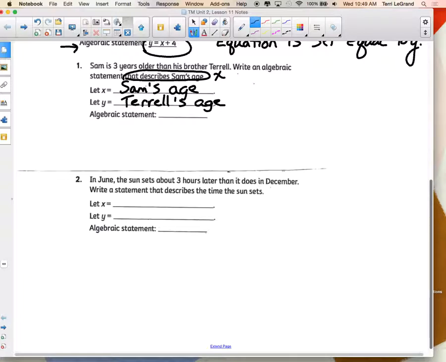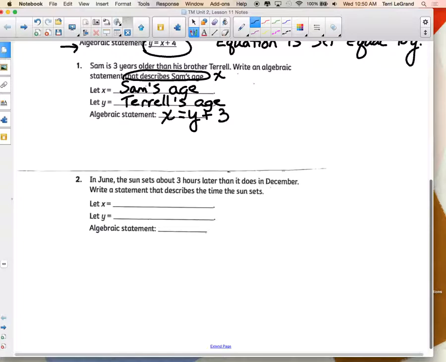So that would mean maybe we could try, see if it's possible to write an algebraic statement that is X equals then. Sam's age is equal to what? What could we do? If Sam is 3 years older than his brother Terrell, how could we finish this algebraic statement? Y plus 3. In other words, add 3 to Terrell's age.